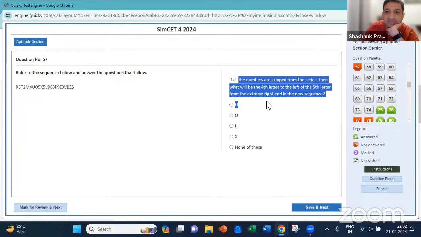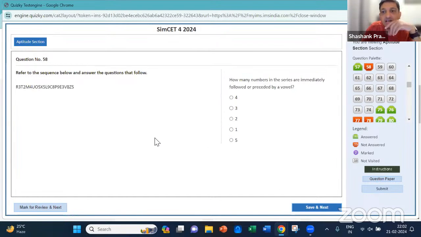If all the numbers are skipped, fourth letter to the left of the fifth letter from the extreme right hand. So fifth letter के left का fourth letter. So ninth letter from the right hand. सब numbers निकल गए. So 1 2 3 4 5 6 7 8 9 X होना चाहिए. How many numbers are immediately followed or preceded by a vowel? Not 1, 2, 3, 4. So 4.